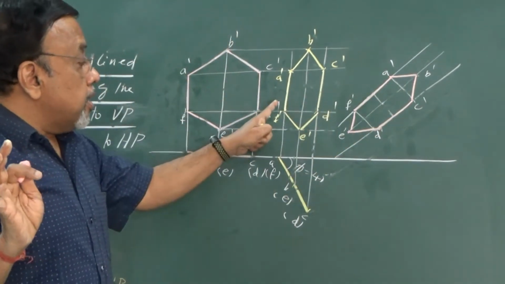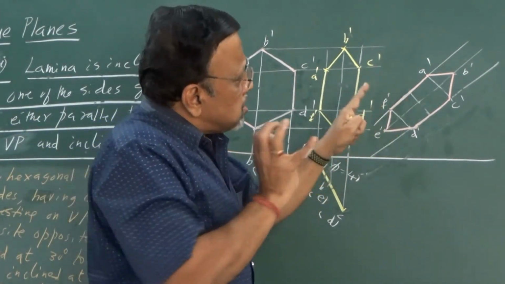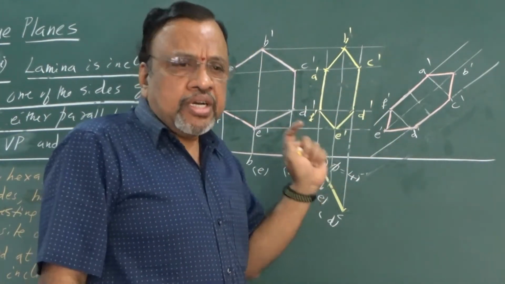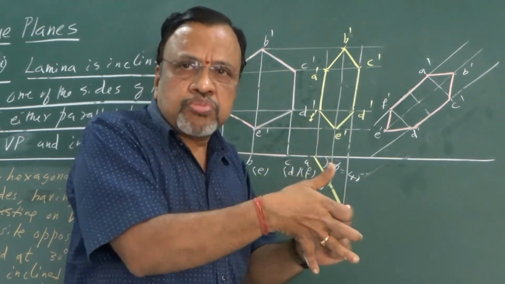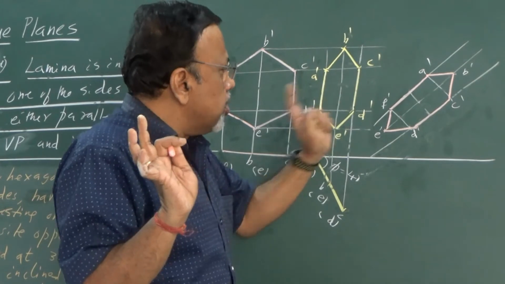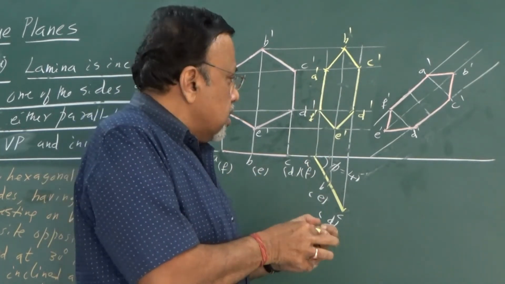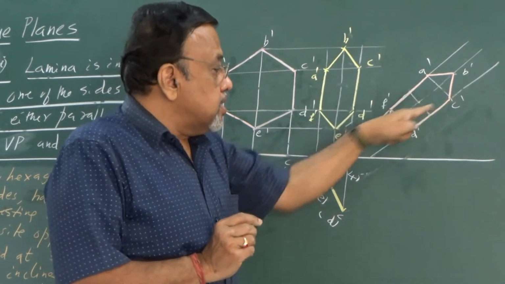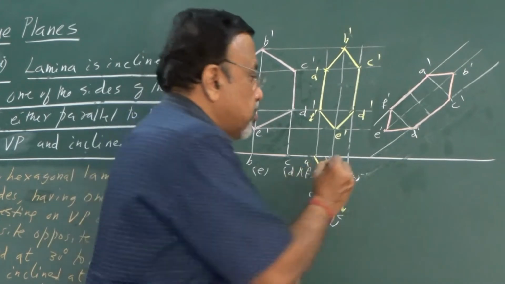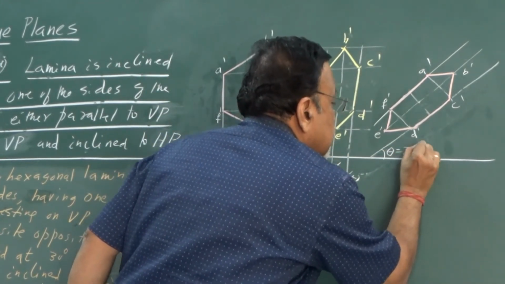Remember, you are simply redrawing the figure. Redrawing the figure, the shape, size, everything should be same. Because I have seen students, while redrawing, the figure becomes enlarged or the figure becomes smaller. It should not be, because we are simply redrawing. But the purpose of redrawing is to say that the side opposite to the side AF, that is CD, is inclined at 30 degrees to HP. I will show that. So I will write here theta is equal to 30.